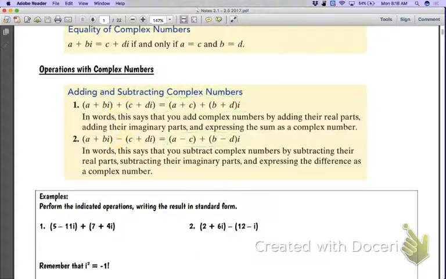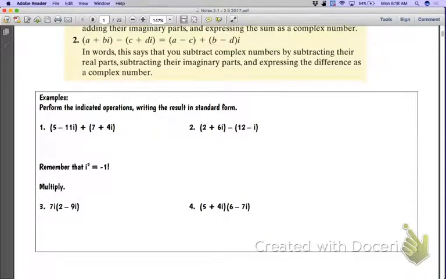As far as the examples are concerned, if I have 5 minus 11i, I'm not going to group the 5 and the 7 together. I'm just going to look, okay, it's addition. I may write it out again, so I have 5 minus 11i plus 7 plus 4i. But I'm just going to combine my real numbers together, so 5 plus 7 is 12. And then I'm going to look at my imaginary numbers and have -11 plus 4, so it's going to be minus 7i.